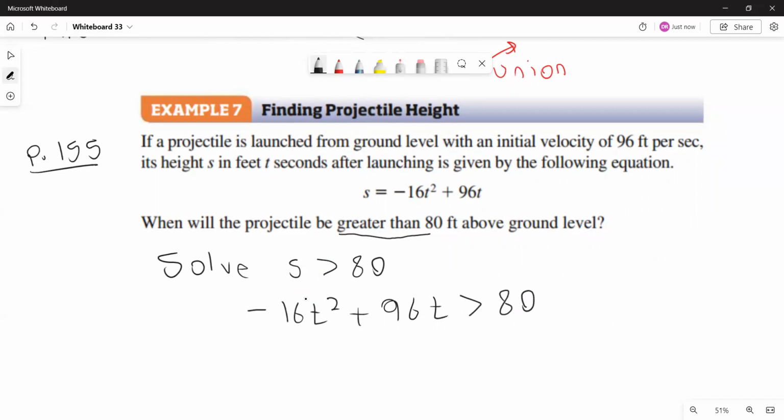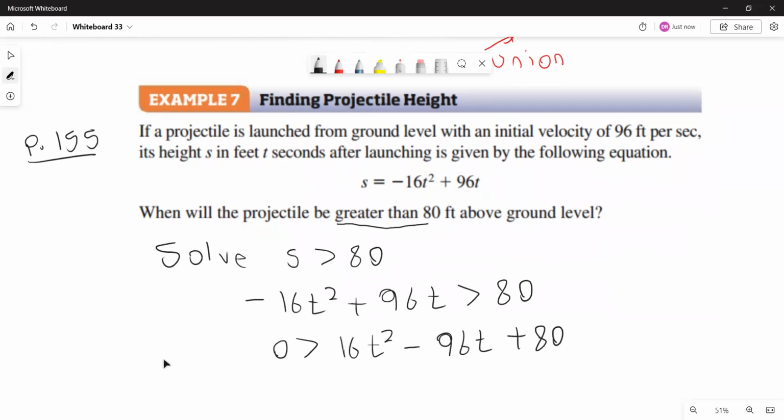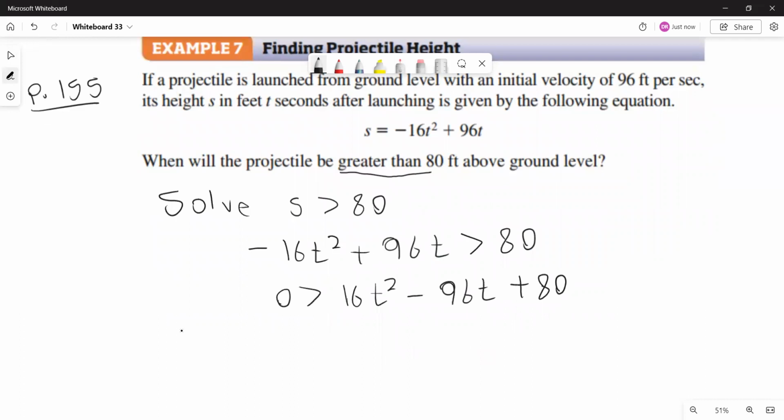I'm going to bring the -16t squared plus 96t to the other side with opposite sign. So 0 is greater than 16t squared minus 96t plus 80. To make it easier to read, I'm going to switch the sides: 16t squared minus 96t plus 80 less than 0.